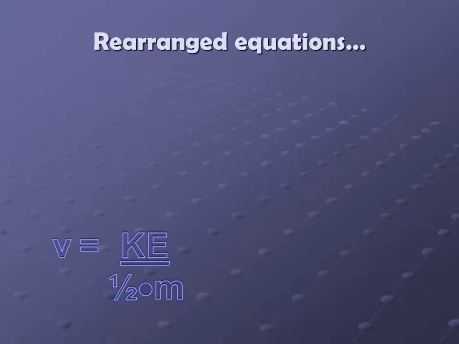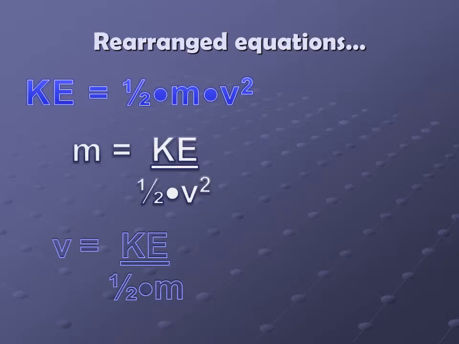Okay, so I'm going to show you some rearranged equations. I'm not going to give you an example this time because I think you're all pretty good at the problems. So you have the kinetic energy. Kinetic energy equals 1/2 times mass times velocity squared. If we rearrange that to solve for mass, mass is going to be kinetic energy over 1/2 times velocity squared. Velocity is going to equal the square root of kinetic energy divided by 1/2 mass.